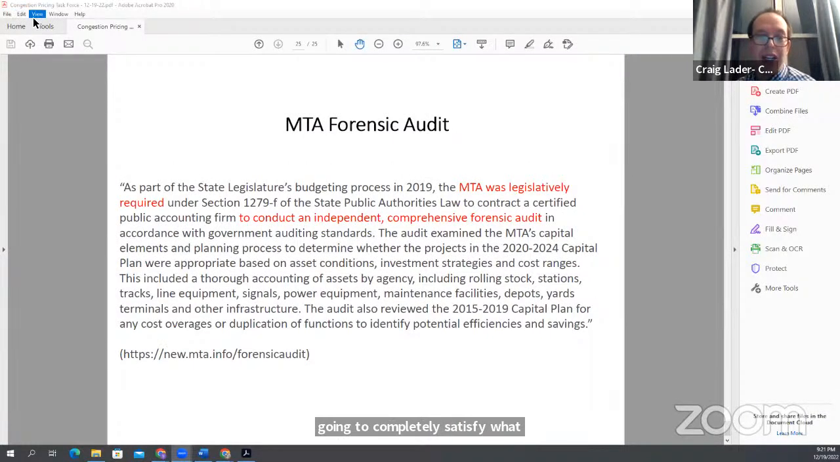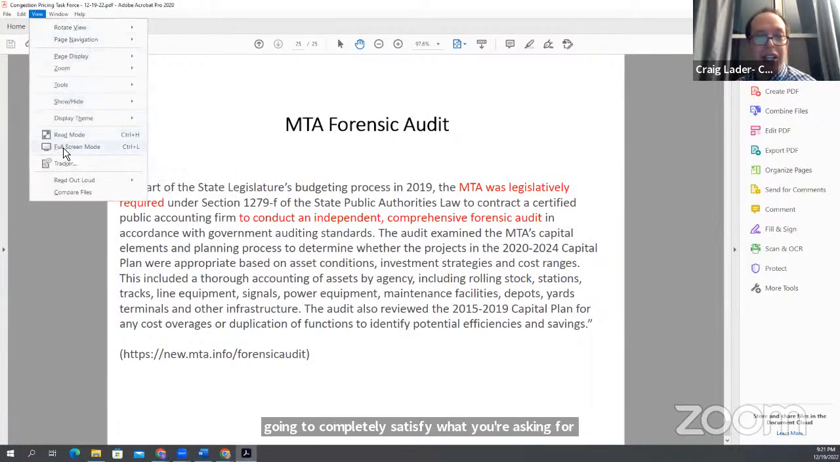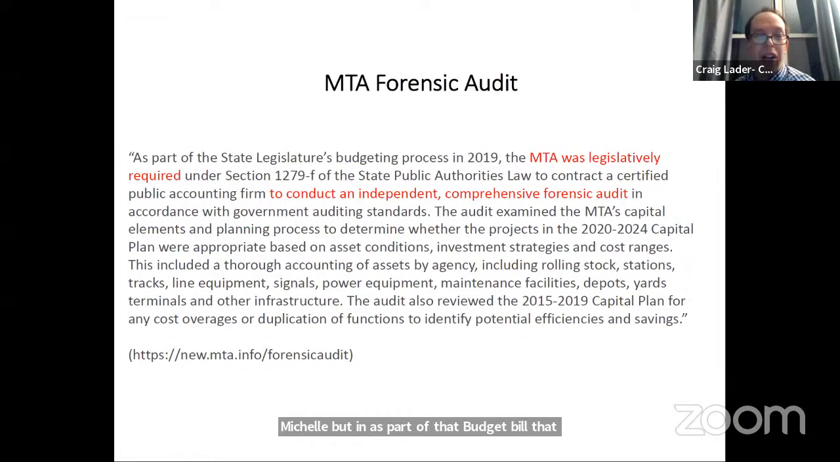And I don't know if this is going to completely satisfy what you're asking for, Michelle, but as part of that budget bill that included congestion pricing, the MTA was legislatively required to conduct an independent comprehensive forensic audit. The audit results are posted on the MTA's website. Here, I have the link to the website where you could pull up the report. It notes the deficiencies that were found and recommendations as to how the MTA should be addressing those.